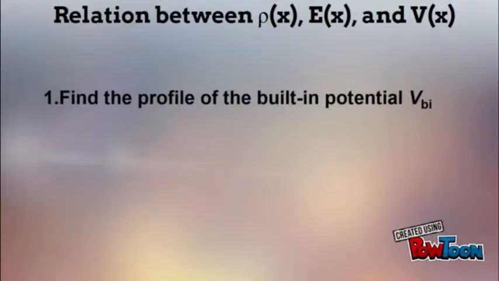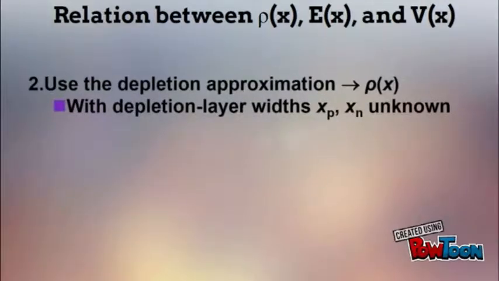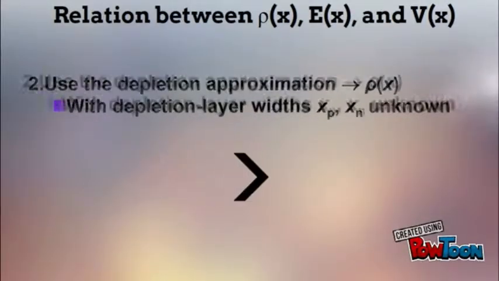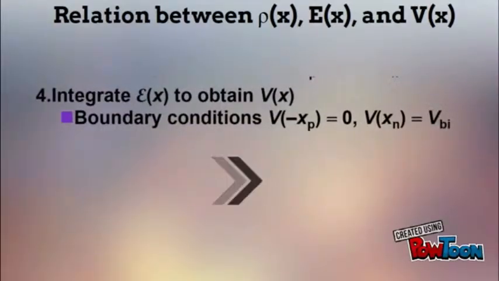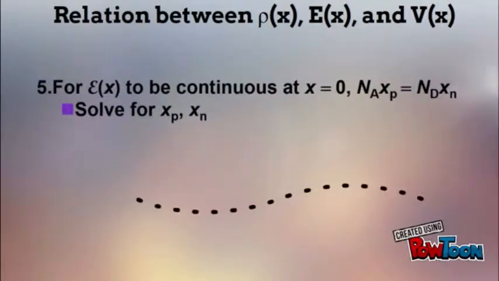Find the profile of the PN junction, finding the depletion width, integrate the charge density rho to find the electric field, and integrate the electric field to obtain the voltage of the PN junction.